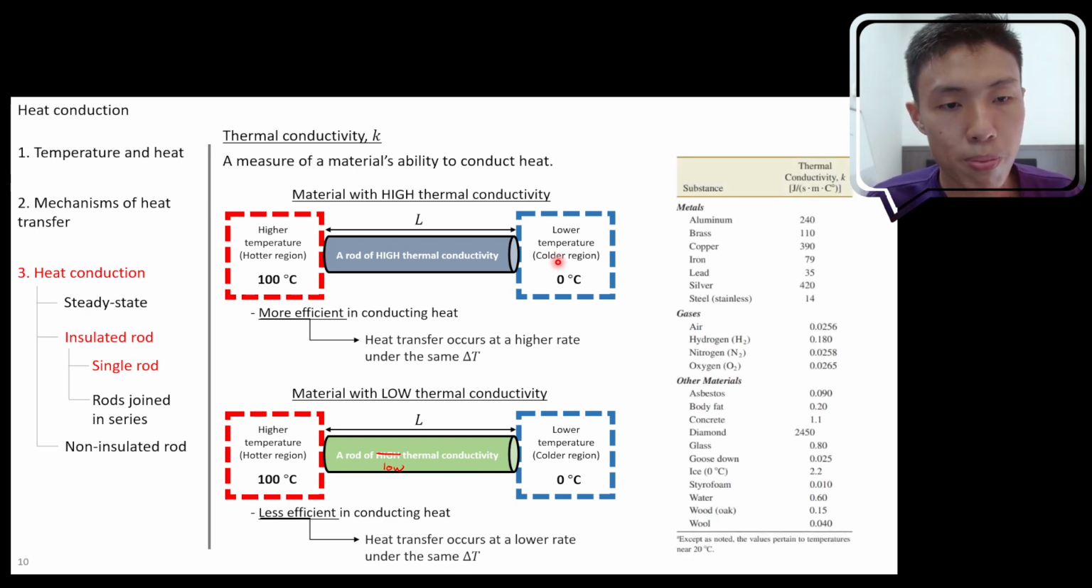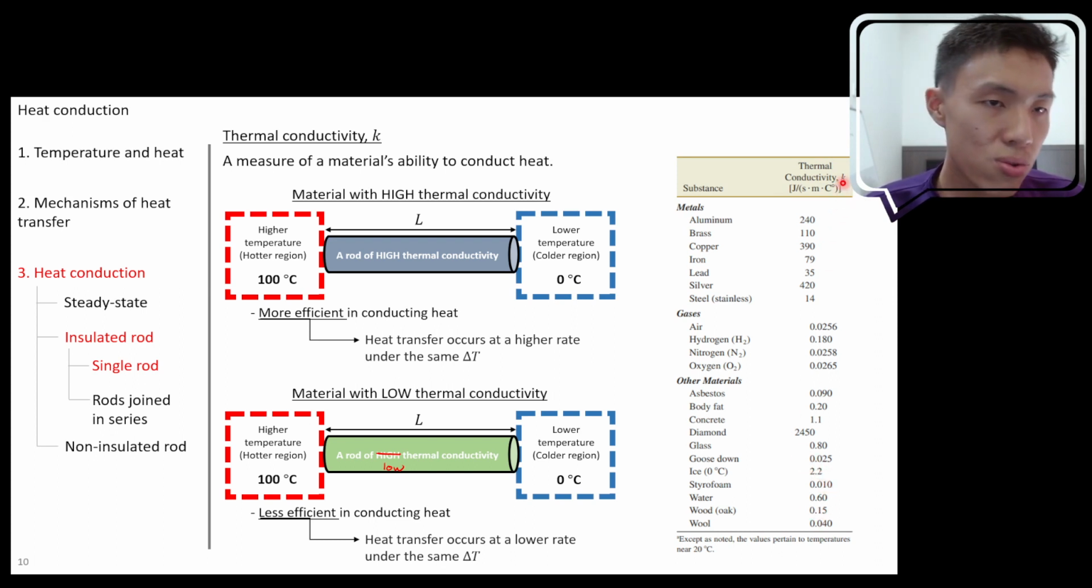Here we pop up a graph or a table showing that different types of material have a specified value for thermal conductivity, and these are values measured in the lab. For different gases and different materials, you have different thermal conductivity as listed here.